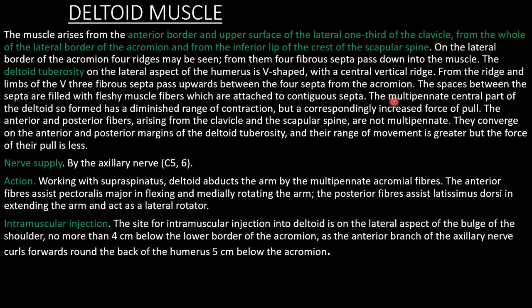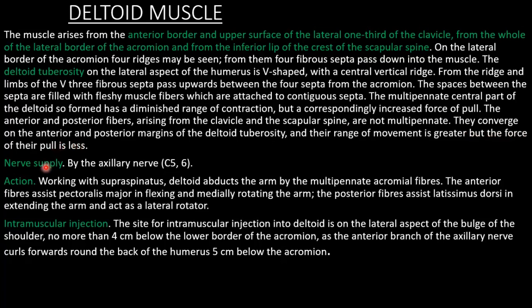It has a central part or the middle part, anterior and posterior part. Now, the anterior and posterior parts are unipinnate. But the middle part or the central part is multipinnate. And note this, the multipinnate central part contracts slowly, slow contracting, with a diminished range of contraction, but increased force of pull. Whereas the anterior and posterior fibers, which are unipinnate, have an increased range of contraction and greater range of movement, but the force of their pull is less.